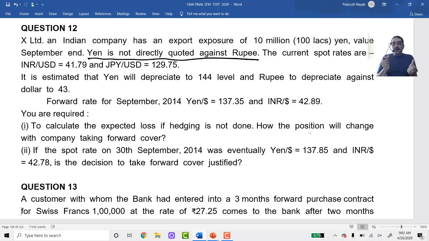If two rates are given, I say bid will be equal to reciprocal of ask, and all those things; they are not required. There is only one rate given, so that rate will become reciprocal. It is estimated that yen will depreciate to 144 level and rupee will depreciate against dollar to 43. Forward rate for September is given. This is the forward rate.